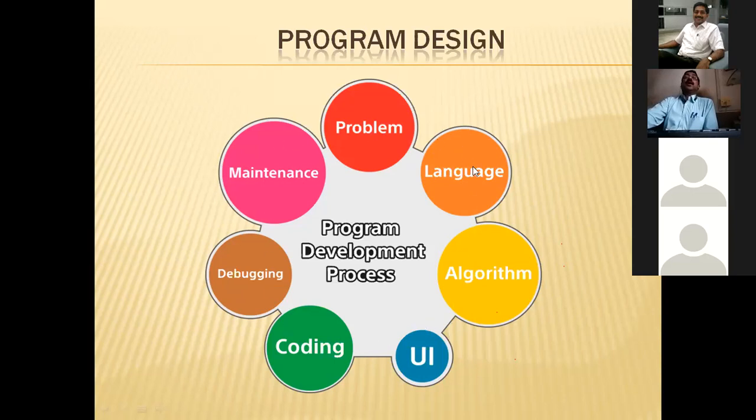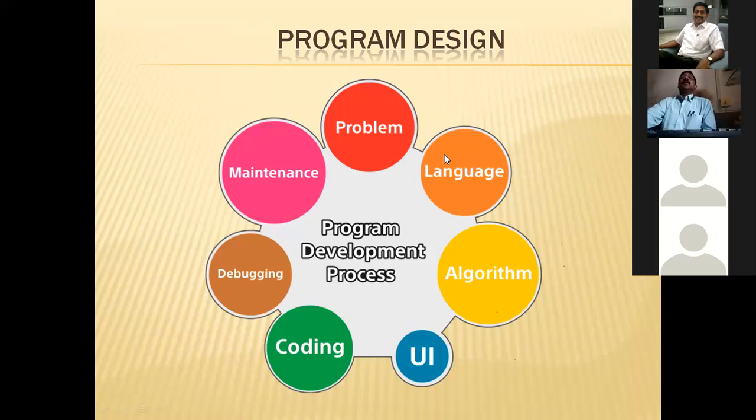So a program has different parts, and the program design has different steps. That is: the problem, then select the language, write the algorithm, write the user interface, write the code for that problem, debug that, keep it error free, and then maintain this program design. Okay, so that is the program development.